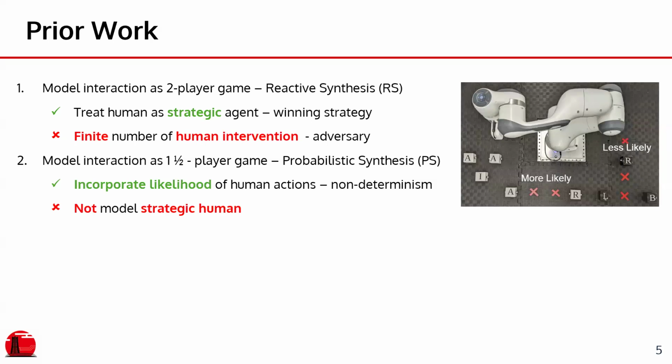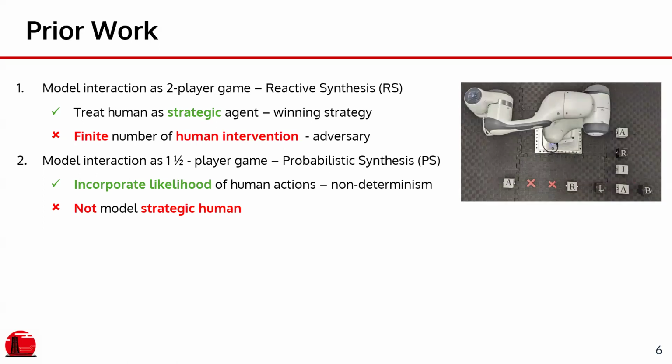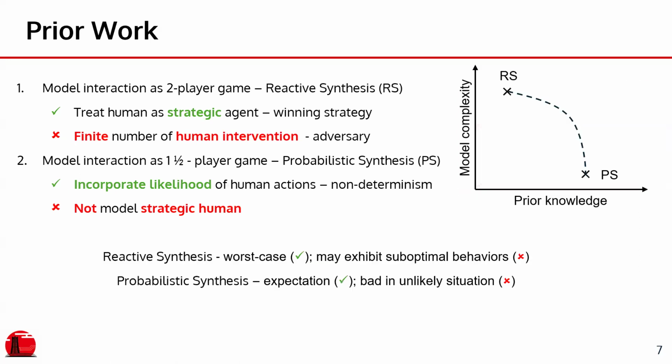To mitigate these issues, another line of work models the human moves as non-determinism using MDPs. This allows us to relax the assumption on human intervention while incorporating prior knowledge on human action preference. Thus, the optimal policy is to finish the task vertically. Unfortunately, this approach does not allow us to model a strategic human. Both frameworks have obvious drawbacks.